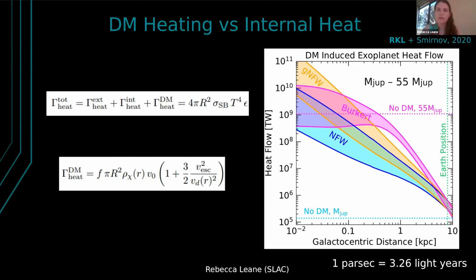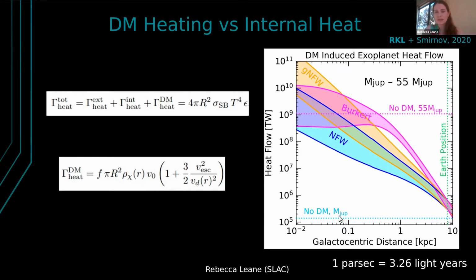Okay, so the figure I'm showing on the right is comparing different contributions to the temperature of the planet. We're just breaking them down to see, can we see dark matter heating over the internal heat? Because this is the main thing that we want to compete with. On the x-axis is the distance to the center of the galaxy. We're sitting all the way over here at about 8 kiloparsecs. If you're not used to thinking about parsecs, 1 parsec is 3.26 light years. So we're sitting all the way out here.